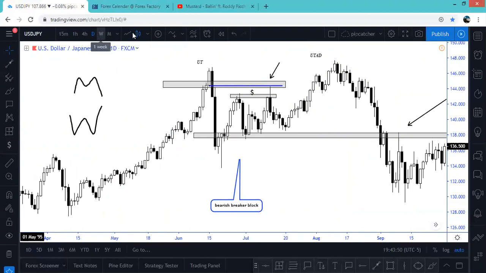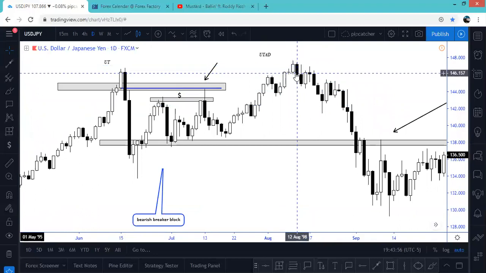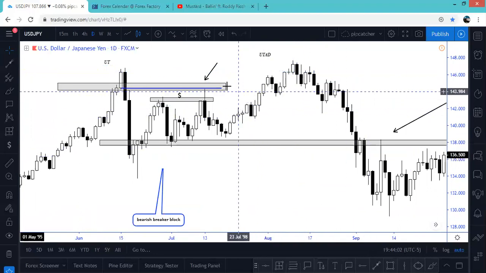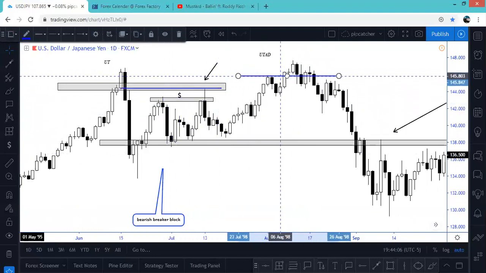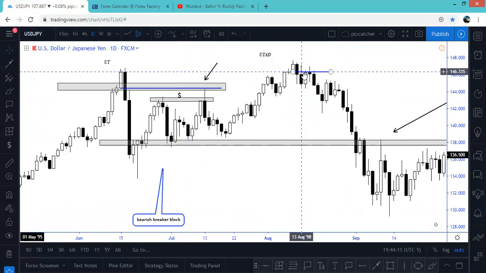So in this scenario, first thing I see is right here we finally have an engulfing candle to the downside, right? We finally have an engulfing candle to the downside. So what can I do? I can put a line going across right here.